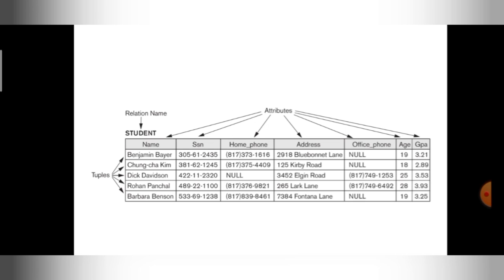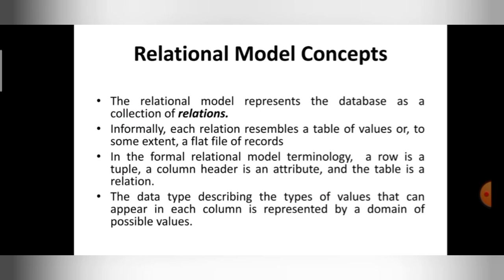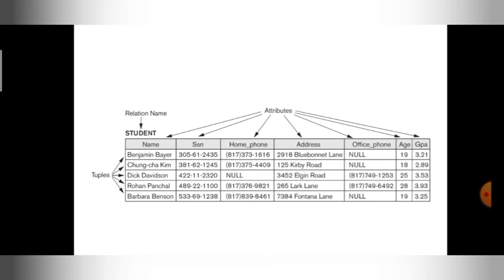Assume that I am developing a university database here. For whatever value you are storing for an attribute, there is a data type. The data type describing the types of values that can appear in each column is represented by a domain of possible values. Don't get confused here. Whatever name you are storing should have a data type, in the form of characters. SSN should be in the form of numbers. Phone should be in the form of numbers, like that.